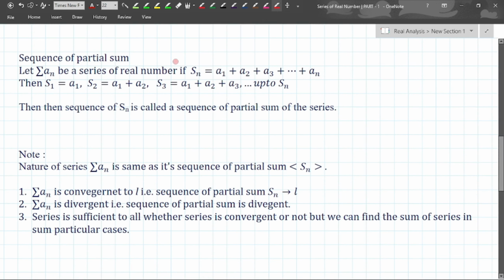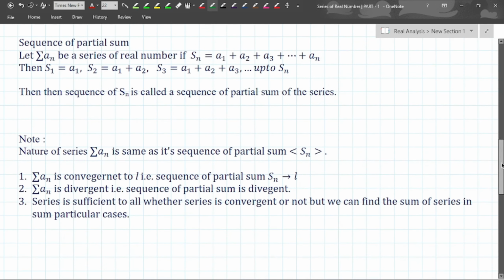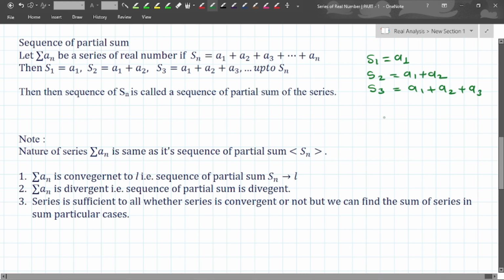The sequence of partial sums is something using which we can identify whether the series is convergent or not. Now first of all, just try to understand what the sequence of partial sums is. Let's say it is my series a1 plus a2 plus a3, then I will create a sequence from the series. That sequence is: s1 is nothing but the first term, s2 is the sum of the first two terms, s3 is the sum of the first three terms, so Sn is the sum of the first n terms, a1 plus a2 plus a3 up to an.